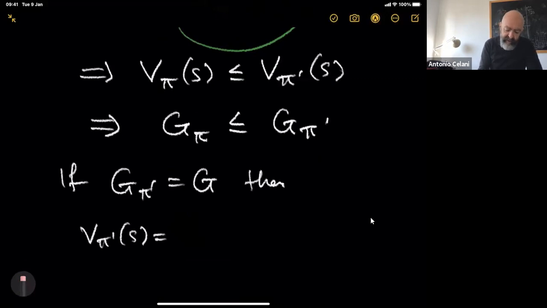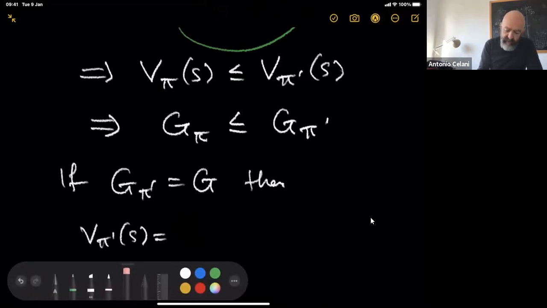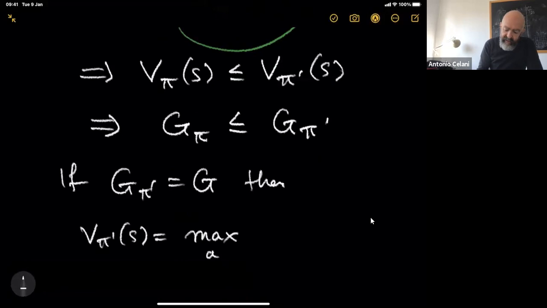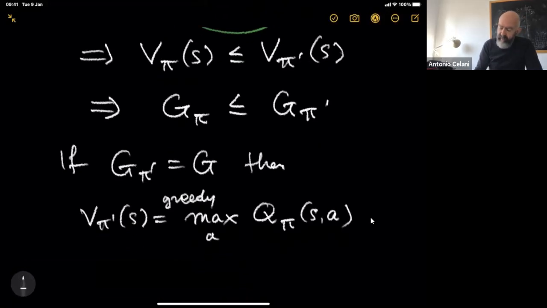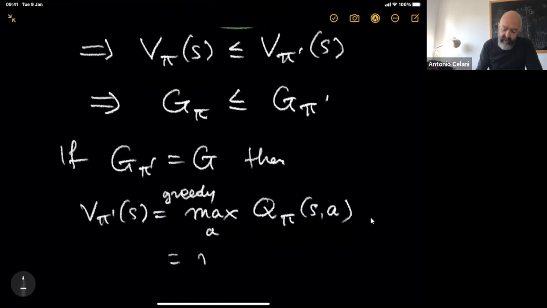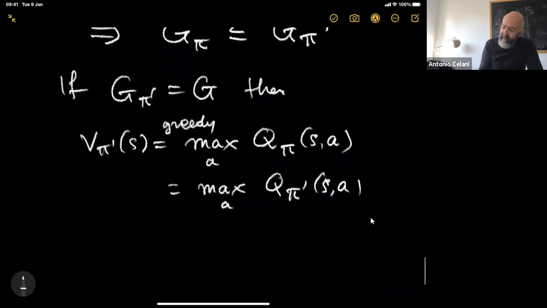So V pi prime, by definition, is the maximum over A of Q pi of S, A. Okay, so this is the greedy choice. But since pi is equal to pi prime, this is also equal to the maximum over A of Q pi prime of S, A. But this in turn is equal to max over A, by definition, of the sum over S prime.